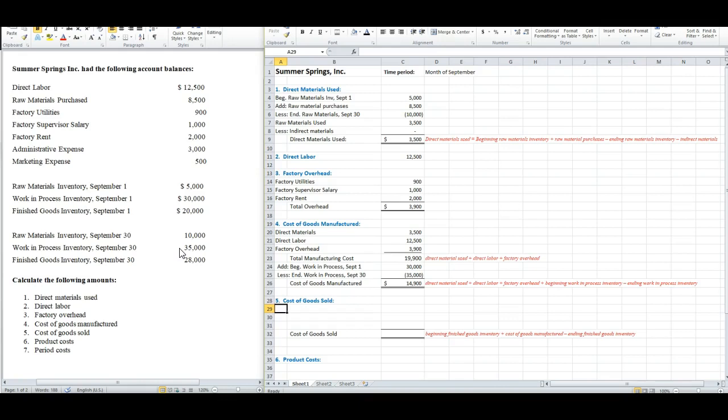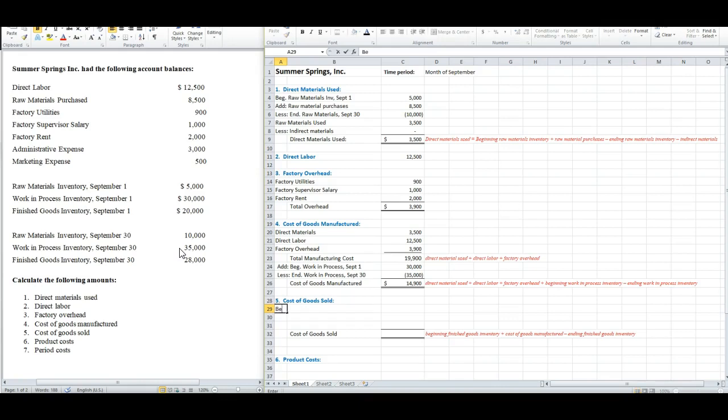Now we move on to cost of goods sold. So we've had the cost of goods manufactured. This is what we completed this period. This cost of goods manufactured gets moved into finished goods. What we sell gets expensed as cost of goods sold. So we need to figure out what it is that we sold.